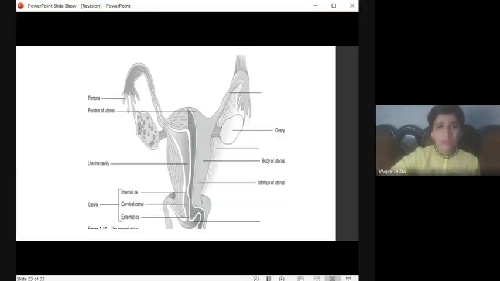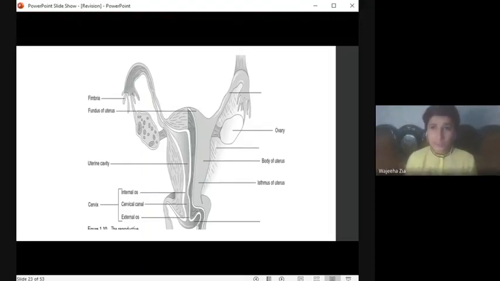The next part is the uterus. As you saw in this picture, it is an inverted pear shape, like a small pear. It has three parts. The top one is the fundus. The second one is the body. The body is responsible for the expansion. It can expand up to the size of a watermelon. So that's why it can accommodate a fetus in it.